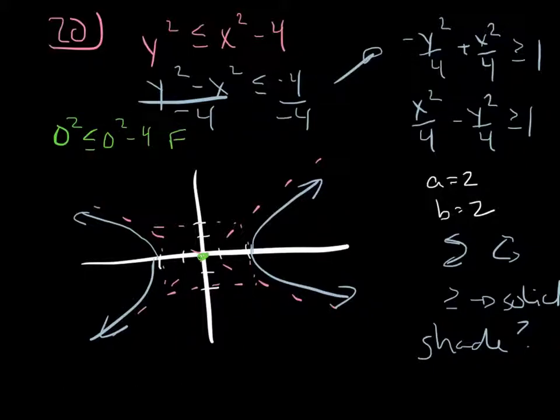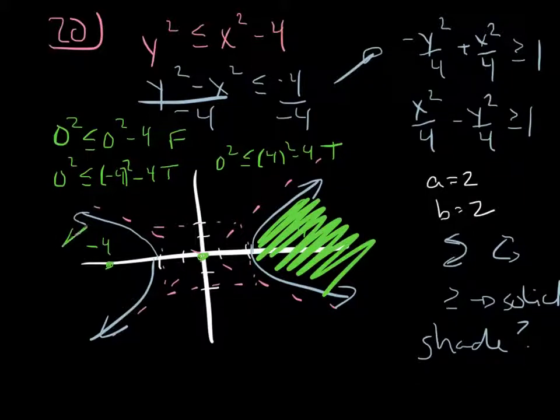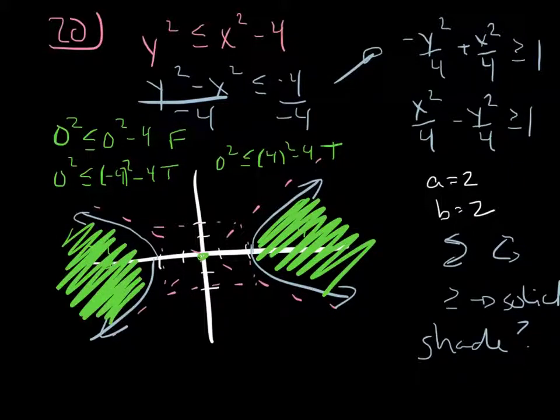That's false. How about I test points left and right of this? Let's go like negative 4 and positive 4 for my x's. 0 squared is less than or equal to negative 4 squared minus 4. That's true. Or 0 squared is less than or equal to positive 4 squared minus 4. That's true. So I'm shading in the middle of these things right there. Remember it's an inequality, so where do we shade, and is it open or closed, dashed or solid lines?